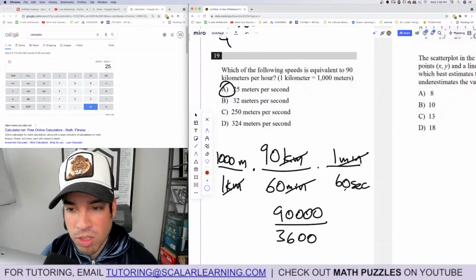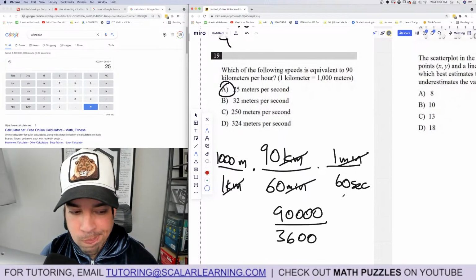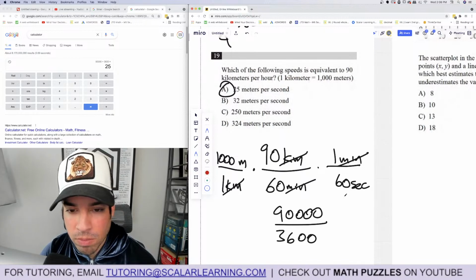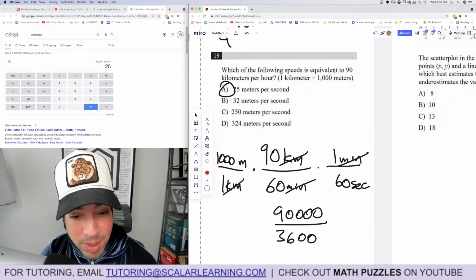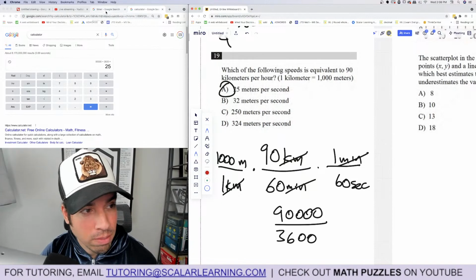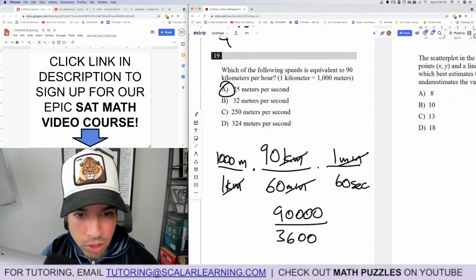Does that make sense? Let me just think. 25 meters per second. I think it makes sense. Actually, it's hard for me to even tell. So I think I'm just going to have to go with it. I'm sure those calculations are right.